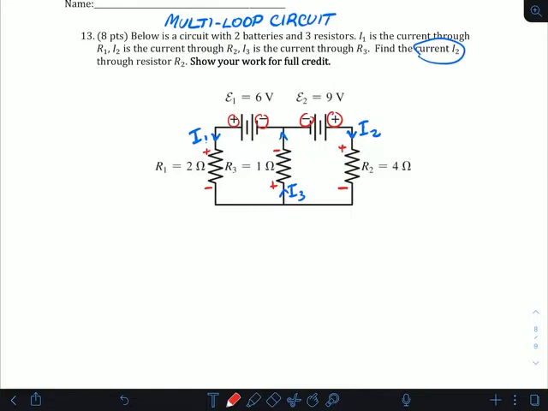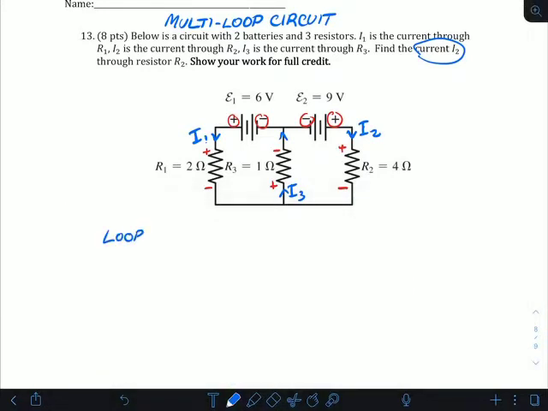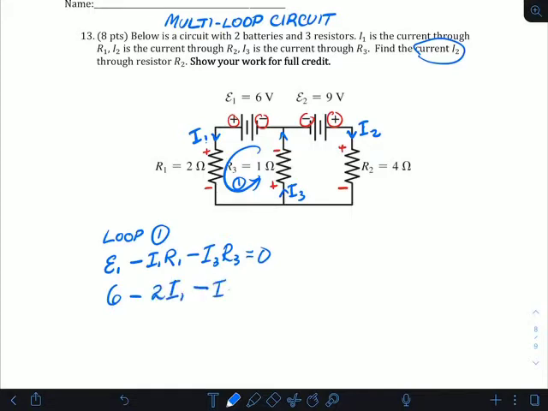So what we want to do now is start writing our laws. We have 3 unknowns, I1, I2, and I3, and we need 3 equations. So we'll start with the loop law. Let's start with loop 1, which I'm going to call this one over here. I trace the loop as I go around, and basically it has E1 minus I1 R1 minus I3 R3 equals 0. If I put the numbers in, I get 6 minus 2 I1 minus I3 equals 0.